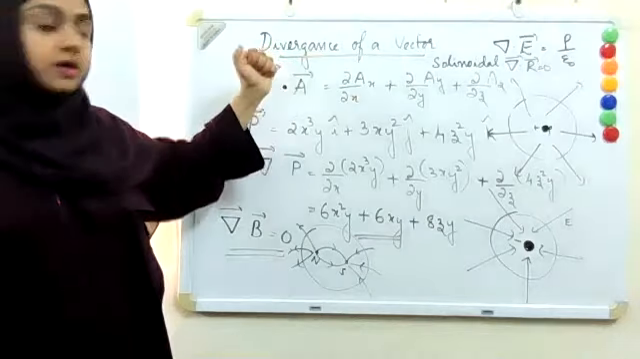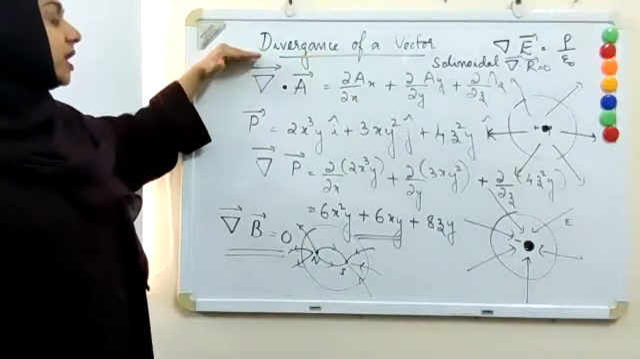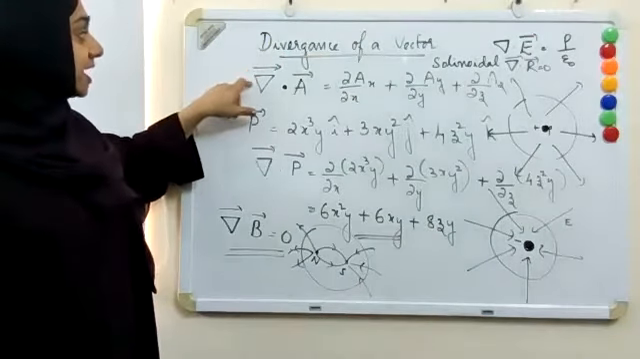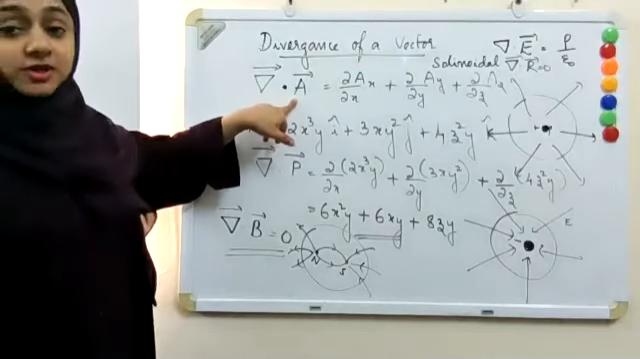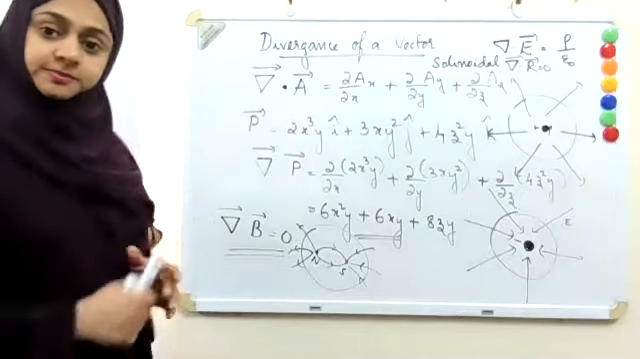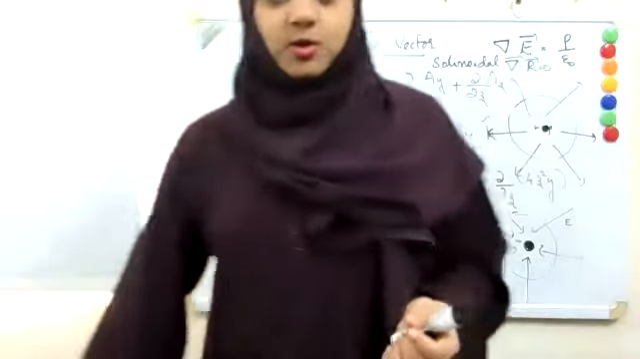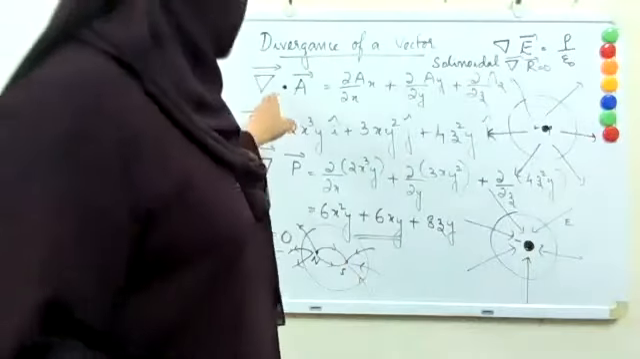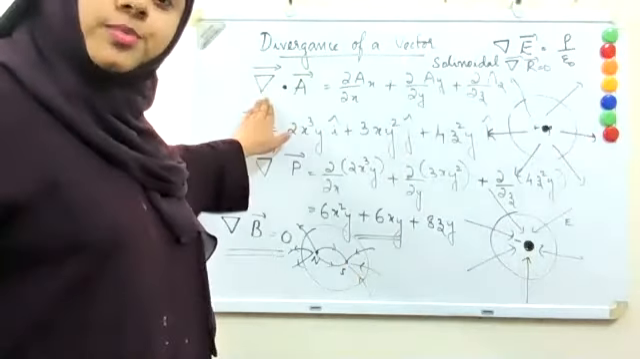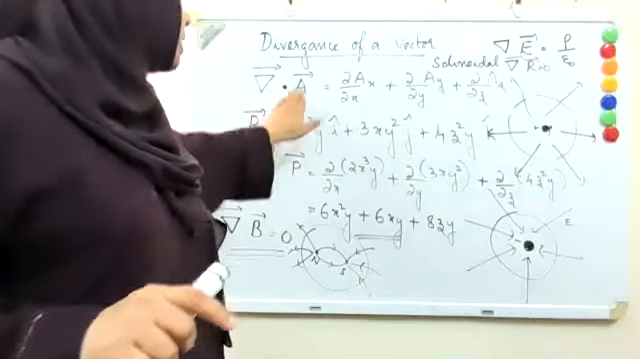Yes. Now there is one more way we can operate with del on a vector, that is taking the cross product. The time is getting over, so I will discuss the curl of a vector, or how we can do this del operator cross product with a vector, tomorrow.